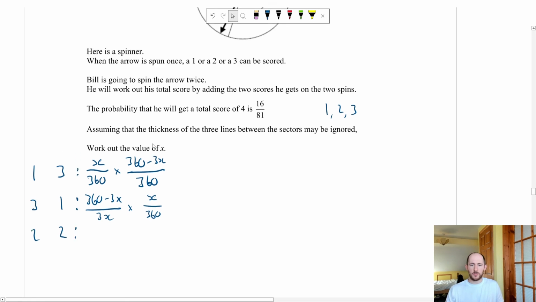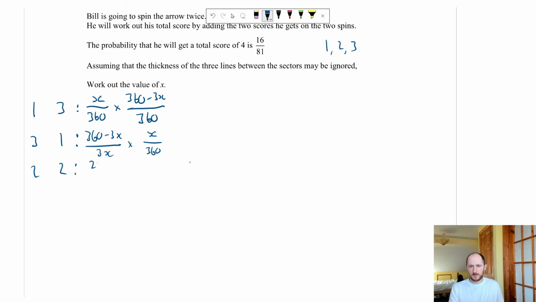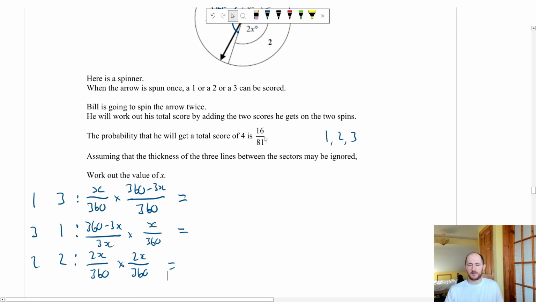The probability of getting a 2, well, that's nice and easy. It's 2x over 360 times 2x over 360. Now, because there are 3 different ways of getting a score of 4, we need to add up all of the answers to this and then make that equal to 16 over 81.